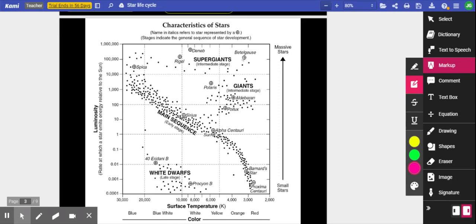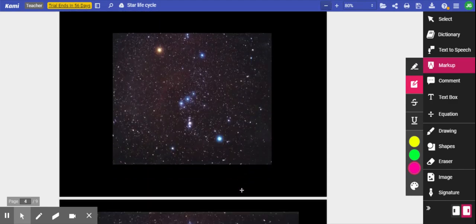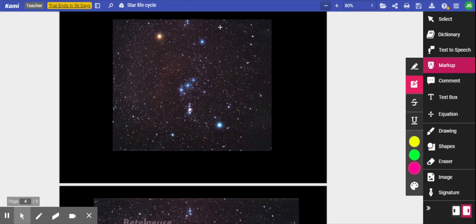Let's take a look at Betelgeuse, for example. Betelgeuse is a very massive, very bright star, but also very cool. You can find it right away in the constellation Orion. Here it is, right here. Very big, very bright. You can see it with your naked eye. It's kind of orangish, reddish colored.